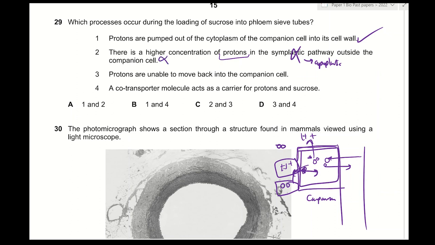Three, protons are unable to move back into the companion cell. This is incorrect. We just said that both the hydrogen ions and the sucrose move back into the companion cell through a co-transporter protein, so this is incorrect. For, a co-transporter molecule acts as a carrier for protons and sucrose, we just said this is correct, and the answer is going to be B.